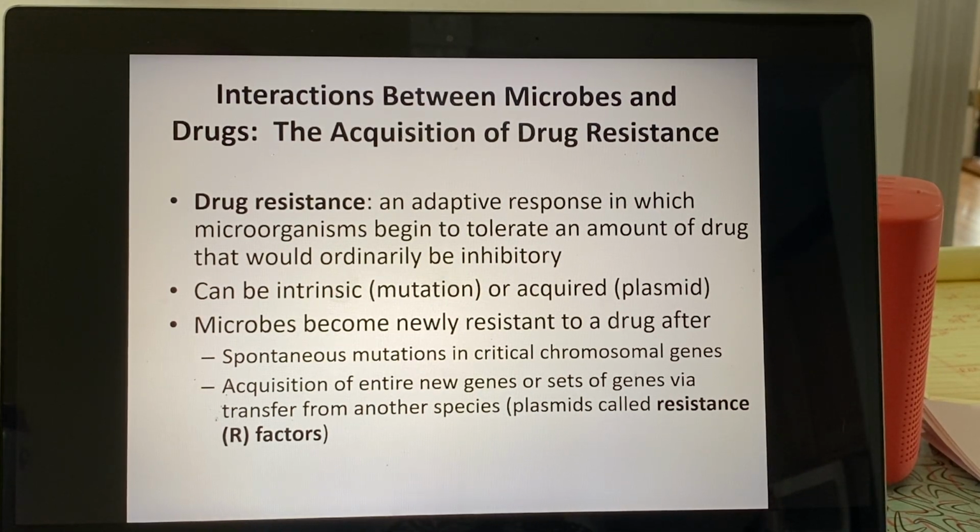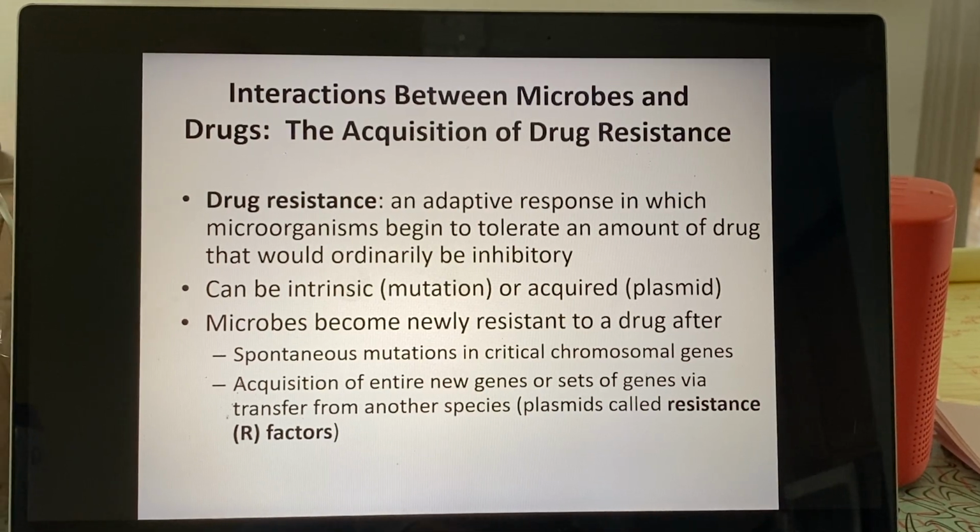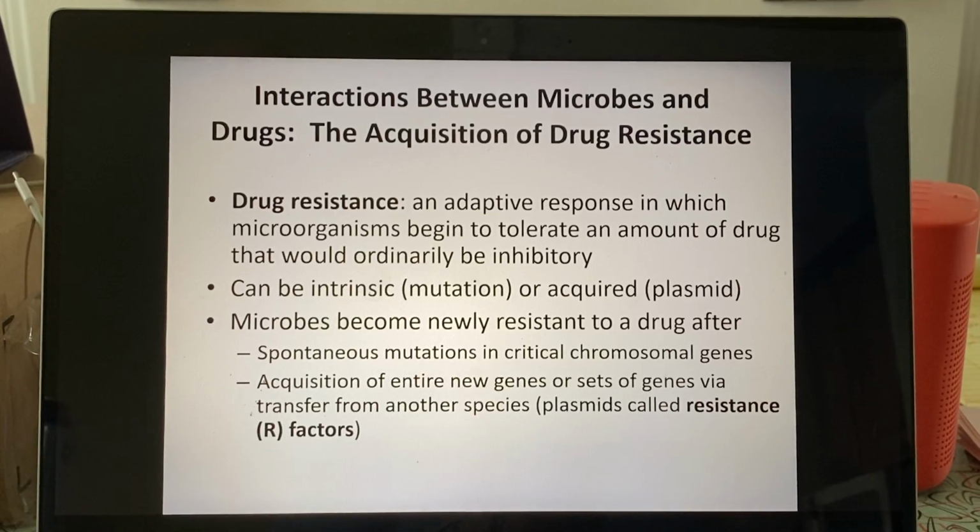Okay, so we've talked about superbugs, resistant strains of bacteria that are able to grow and cause infections even though they're given an antibiotic that theoretically should work against them. And that's what we mean by resistant strains.